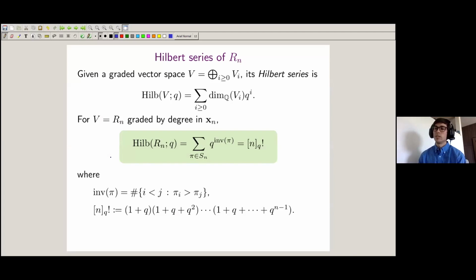And it also has a nice Hilbert series formula, which we discussed in the pre-seminar. So recall that given a graded vector space V with graded components Vi, its Hilbert series is the q generating function over the dimensions of those graded pieces. So sum over all i of the dimension of the ith piece times q to the i. And then in the special case where V is Rn, it's graded by the total degree in those variables, xn. And the Hilbert series has this really nice formula, which you can see from the Artin monomial basis. It's the generating function over the inversion statistic on pi. So here, inv of pi is the number of pairs where pi i is greater than pi j. Or you could write this as a product, which is called the q-ified n factorial, which is the product of 1 plus q, 1 plus q squared, and so on.